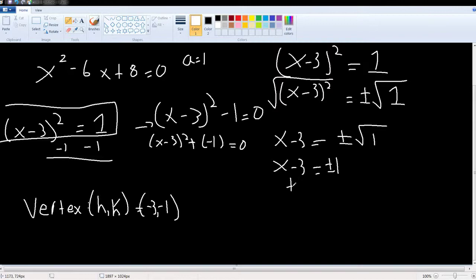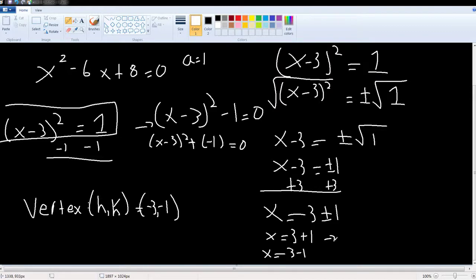And now we add 3 to both sides. We get x equals to 3 plus or minus 1. In other words, x is equal to 3 plus 1. X is equal to 3 minus 1. We get 4. And then we get 2. So x is equal to 2 or 4. Those are the roots of the quadratic equation.